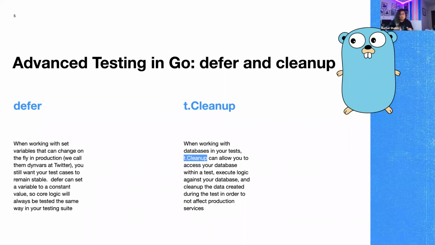No matter what you change it to, it'll always be set to that value. So your core logic can be tested the same way every time, and you're good to go. T.cleanup is something we use occasionally.